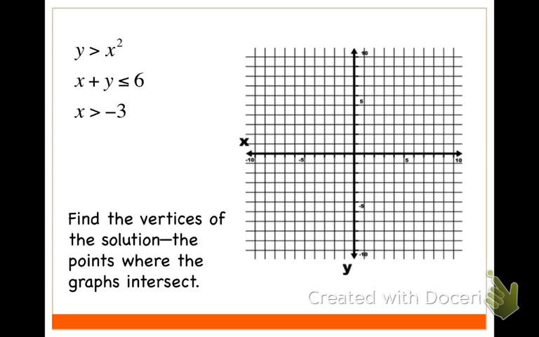This system has 3 equations. And so again, just like before, we're going to do them all individually. And then I want to list off what the vertices for the solutions are. So the boundary line for that first equation is our parabola, y equals x squared. But it's going to be a dashed line now, because it has the strict inequality.